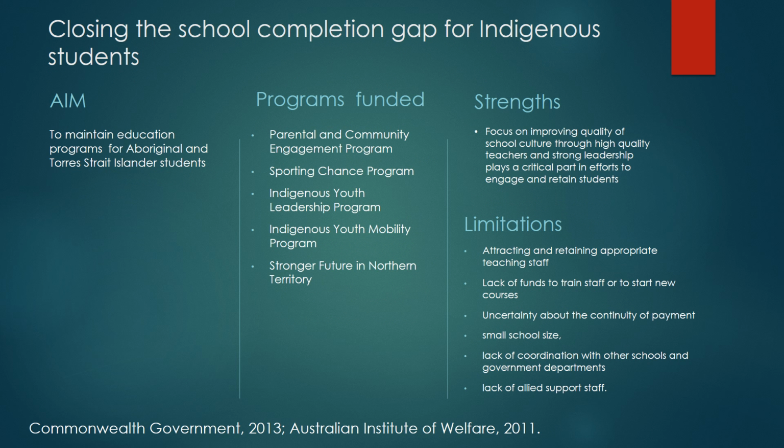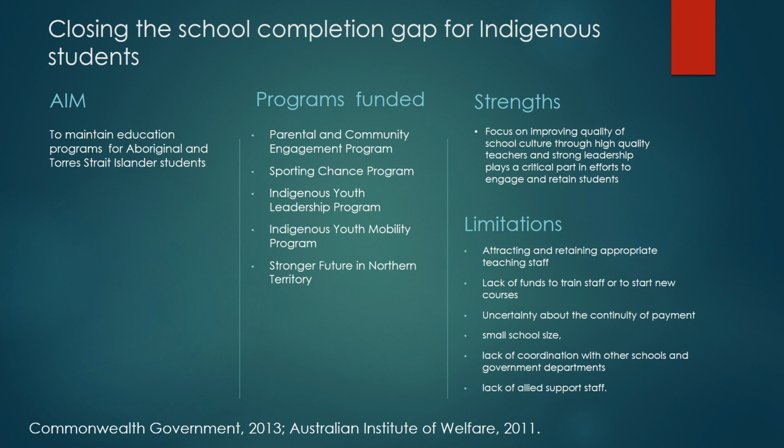The second strategy, closing the school completion gap for Indigenous students, aims to maintain educational programs for Indigenous students in order to maintain their retention till year 12. The programs funded are the Parental and Community Education Program, which facilitates families' participation in decision making and reinforcing their child's learning at home. The Sporting Chance Program is designed to use sport and recreational activities as a vehicle to engage Indigenous students in their schooling. The Indigenous Youth Leadership Program helps the students to develop leadership while they are studying, and the Indigenous Youth Mobility Program helps the students living in remote areas to travel to cities to gain qualifications for sustainable employment.